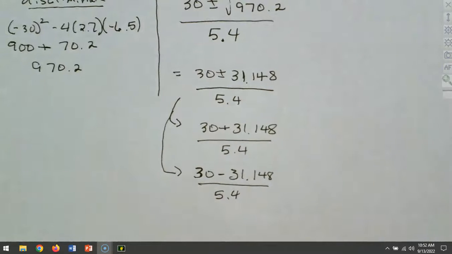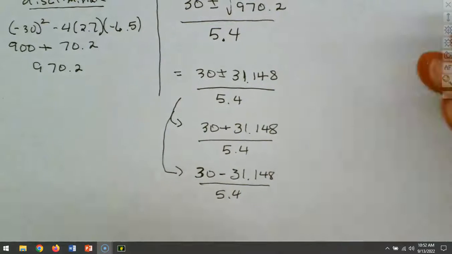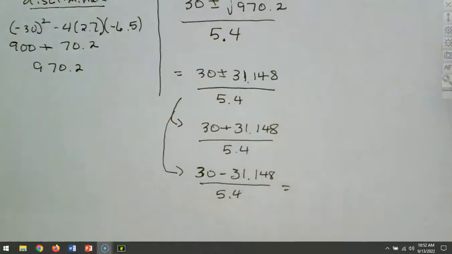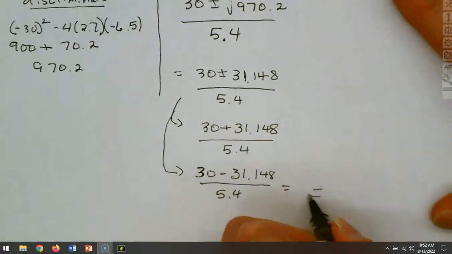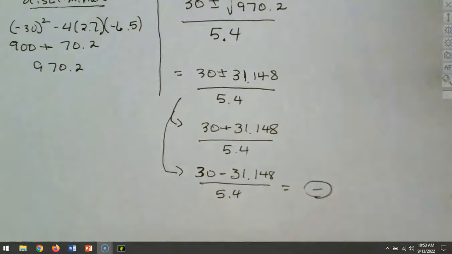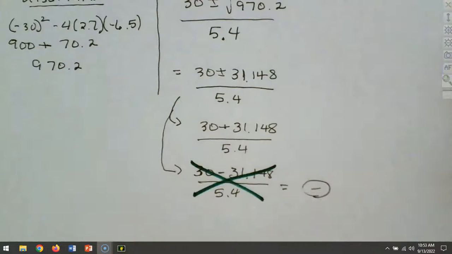Why can we get rid of this one here? Well, if we think about it, what are we working on? We're working with time, right? Can time be negative? No. What happens when we take 30 minus 31? That comes out to be what? Negative. So we don't even have to work this one out. It's negative, so we can't have a negative time, right? It's gone. And that's how you get the one solution.